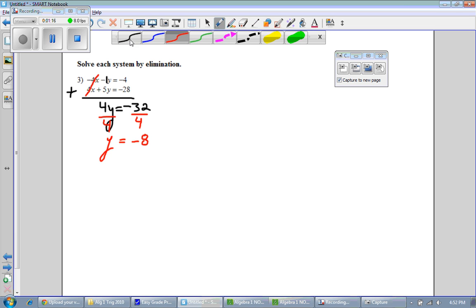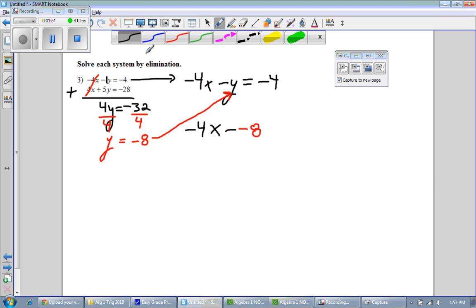But are we done? Of course not. There's always a second answer. If you started with an x and a y, you got to go find each one. Now we got two equations here. You can pick whichever one you want. The top one looks a little bit easier, so I'll just choose this one. Negative 4x minus y is equal to negative 4. And what am I going to do with that y is equal to negative 8? We're going to put it right back up there in for our variable y. So that's going to be negative 4x minus, and then we're going to see the negative 8. Put in parentheses if you want. And that's equal to negative 4.